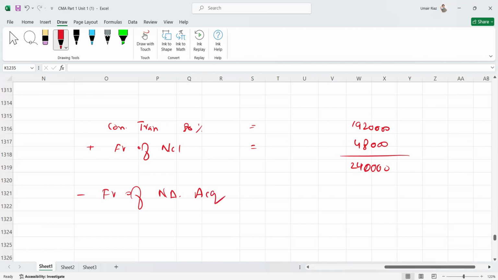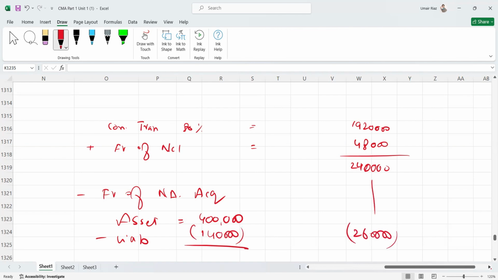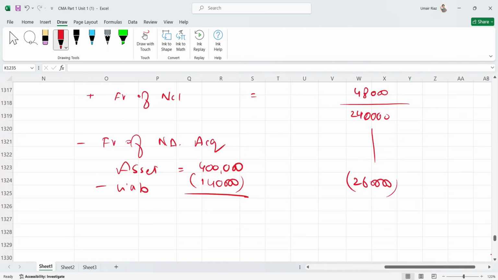Net assets acquired. Net asset is what? Assets minus liabilities. So assets were 400,000 in my example. Liabilities are 140,000. So net assets are 260,000. This I have to deduct. Now 240 minus 260, so there will be 20,000 negative.